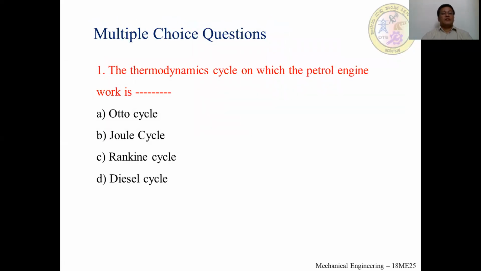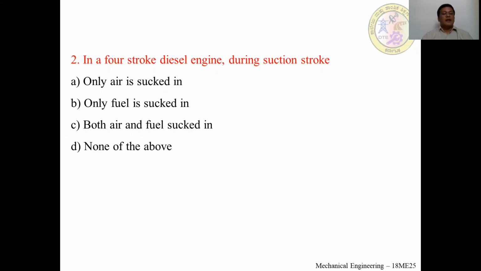Now we'll discuss multiple choice questions based on session number 2. The first question: the thermodynamic cycle on which the petrol engine works is. We have four options: Otto cycle, Joule cycle, Rankine cycle and diesel cycle. Petrol engine means it's an Otto cycle, nothing but a constant volume cycle. So the right answer is A.